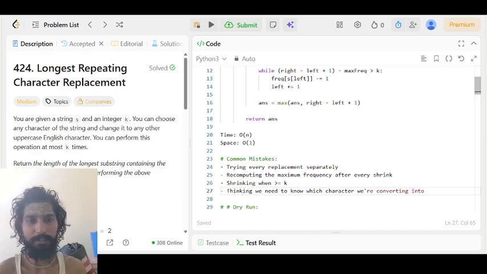Let us summarize. The key insight is replace every character except the most frequent one. That leads to the formula: replacement needed equals window size minus maximum frequency. If replacements exceed k, shrink the window, otherwise expand it. Using this simple sliding window technique, we solve the problem in O(n) time.